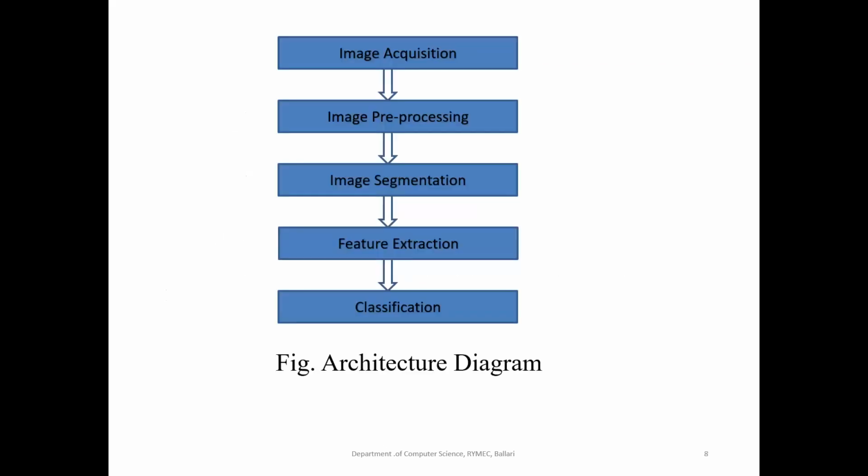We'll look into the architecture diagram. In this, we have image acquisition as the first step. After image acquisition, we'll pre-process the image, and then image segmentation, feature extraction, and at last we'll be doing classification. Let us look at what each step does.